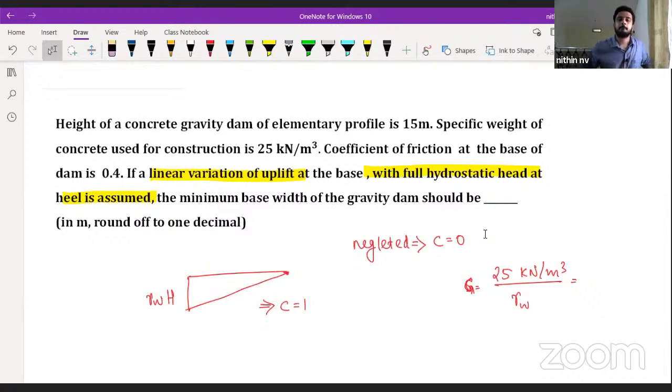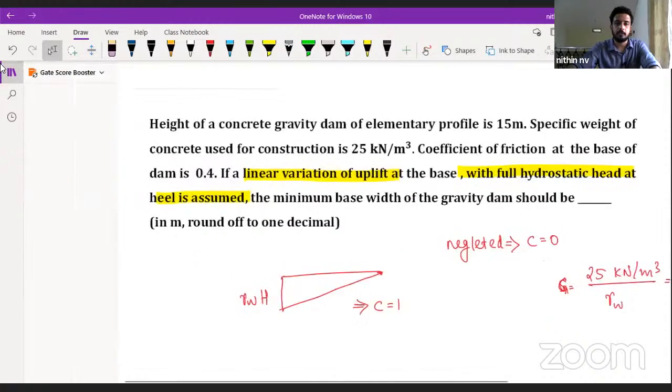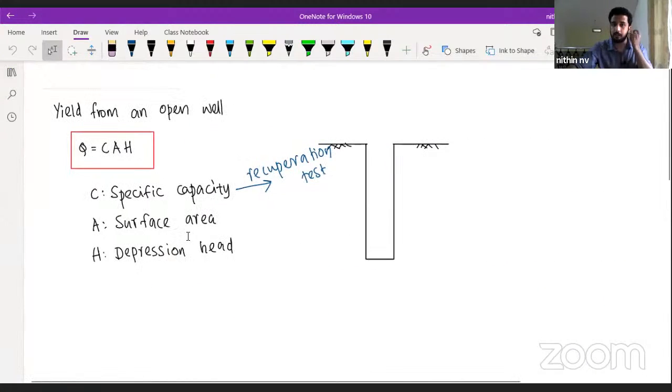Understood? Yes. So that's it. We are finishing it off here, and the extra point I told you is nothing but yield from an open well. If they are asking, we can simply put yield is equal to C into A into H. We are not going to do any question. This is not that much important.